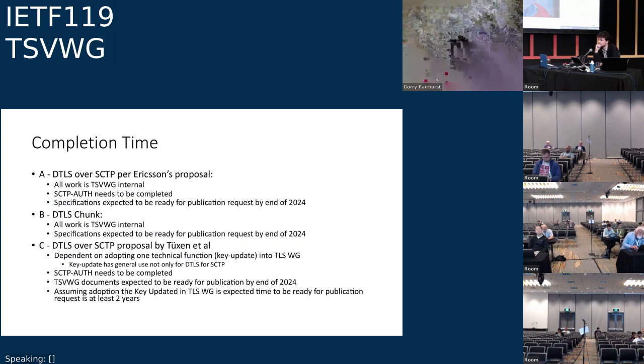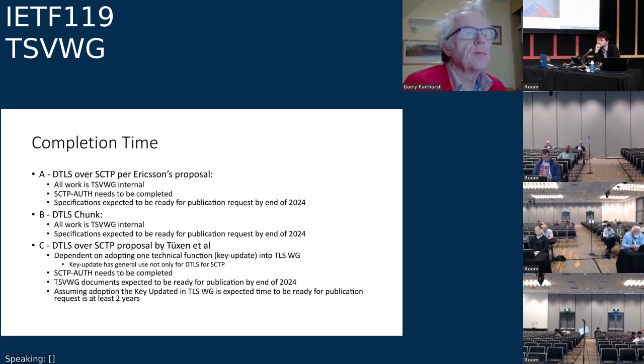So when it comes to the completion time, for A, this would all be work done in TSVWG. STP OAuth needs to be completed, as well as the updating spec needs to be completed. The estimate from the driving authors here is that this work could be ready for publication request by the end of this year. For B, all work would be in the TSVWG working group. And also here, we could expect to be ready for publication request by the end of the year.